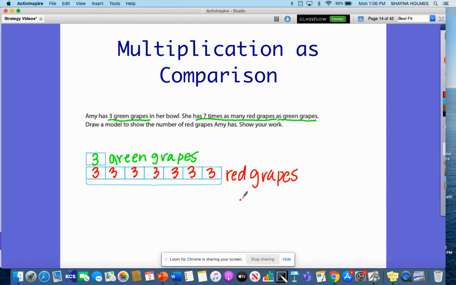So when I look at this, I can do 3 times 7, because I have 1, 2, 3, 4, 5, 6, 7 groups of 3, and those are my red grapes. And this gives me 21. So Amy actually has 21 red grapes because 21 red grapes is 7 times as many as the green grapes because she has 3 of those. So that is how you will use your bar model in your upcoming lessons. That's the end of today's math strategy video.